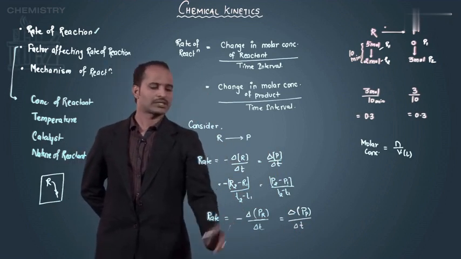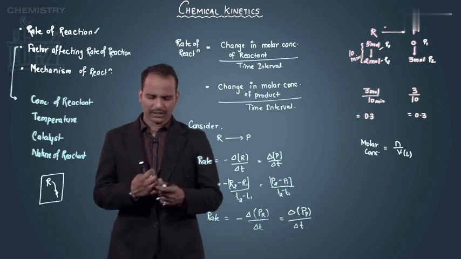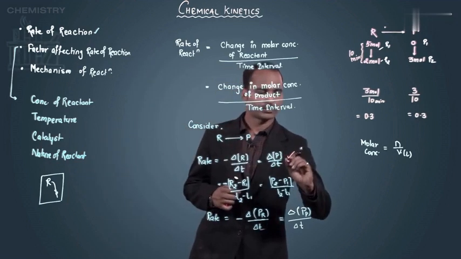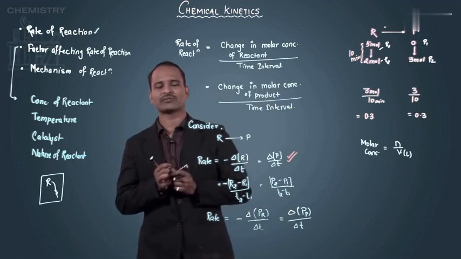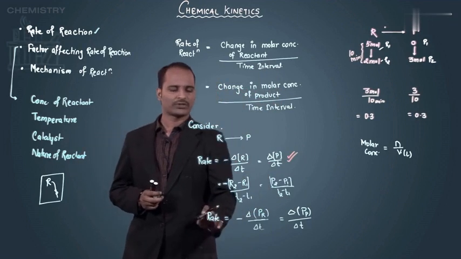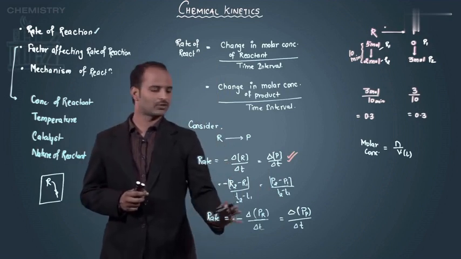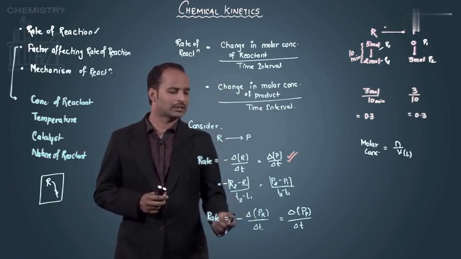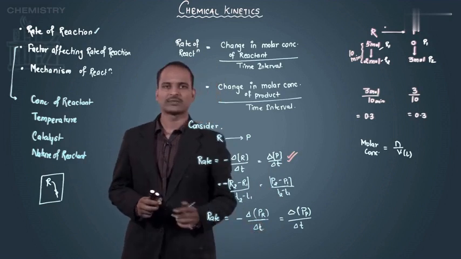Again, no minus sign with respect to the product pressure, but with reactant you have to use the minus sign. So now this is the formula for the rate in terms of pressure, but throughout the chapter we are following the formula in terms of reactant concentration only. Somewhere it is given, but otherwise we don't use this formula. That is, rate is equal to minus delta PR upon delta T, in terms of pressure.